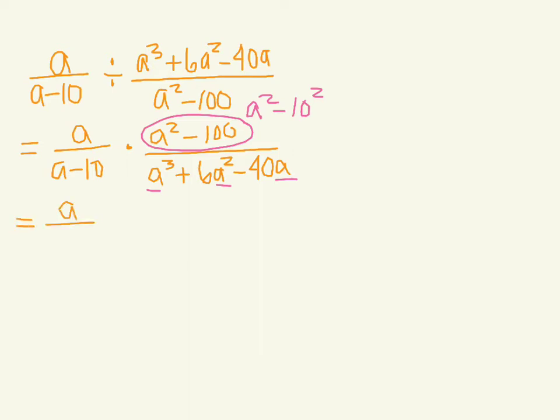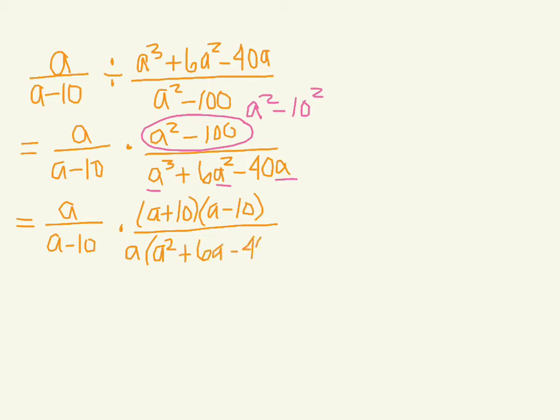gives me a over a minus 10 times a plus 10, a minus 10 over a times a squared plus 6a minus 40.